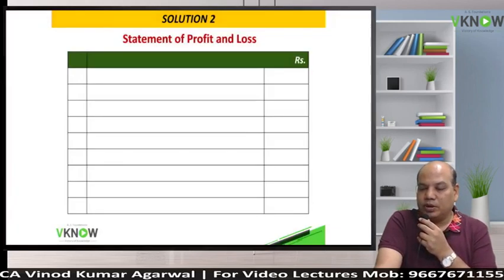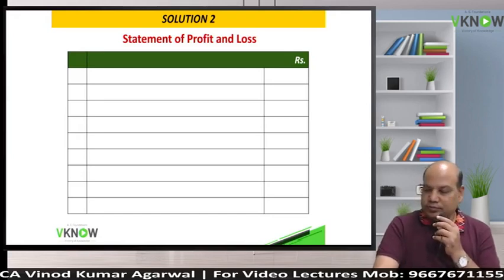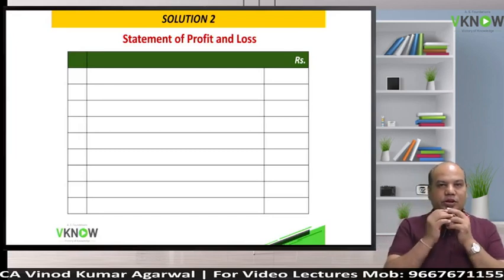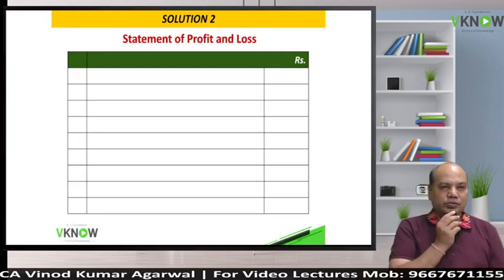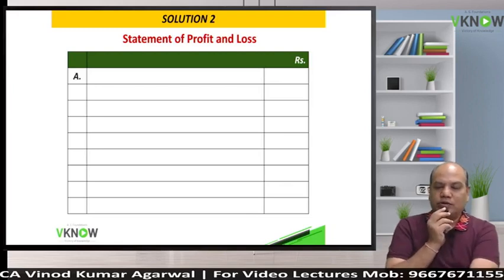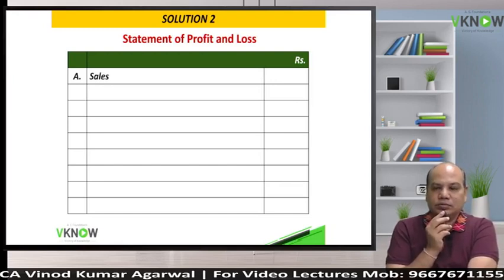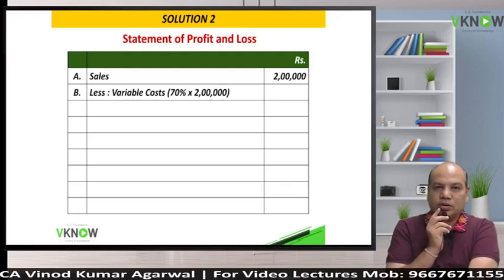Now you can prepare the profit and loss statement. Write down the statement of profit and loss. This is a highly tested question in the exam. Right hand side, rupees. Point number A, write down sales 2 lakh.